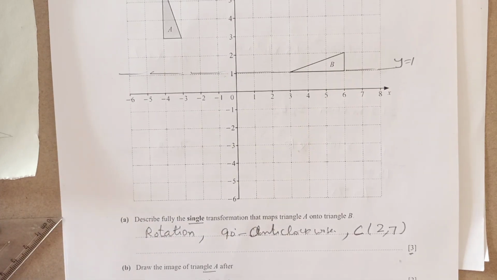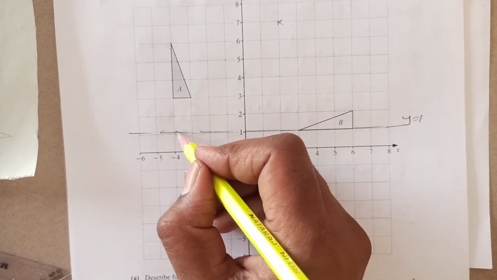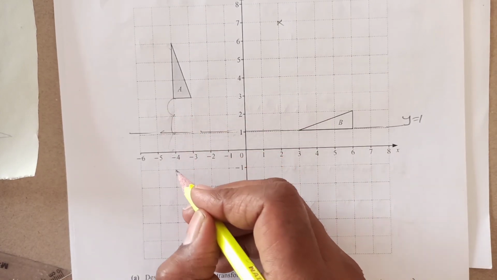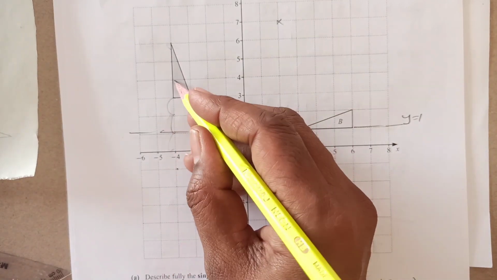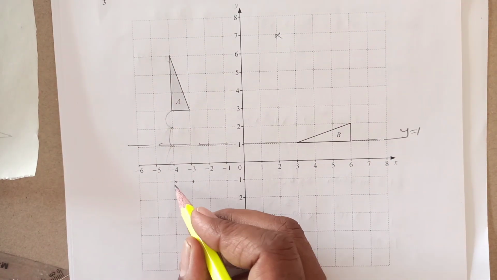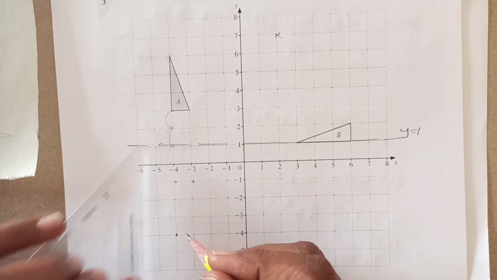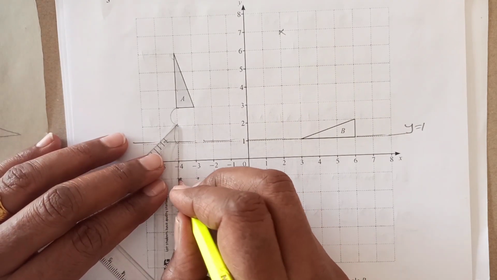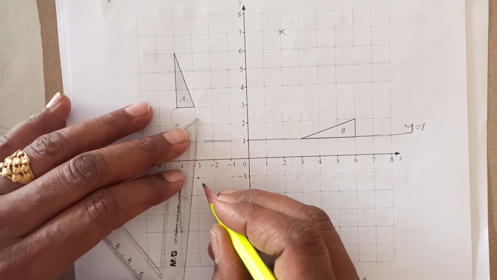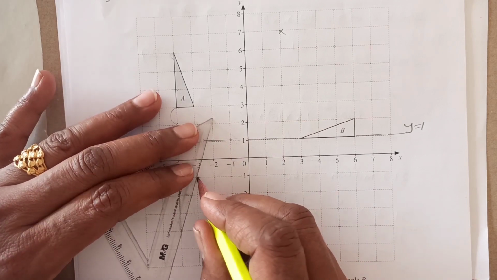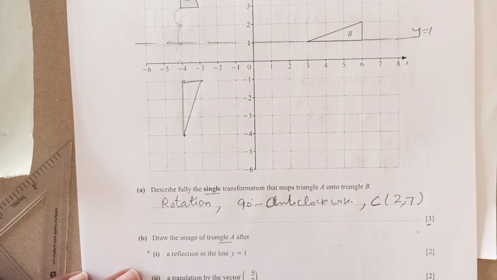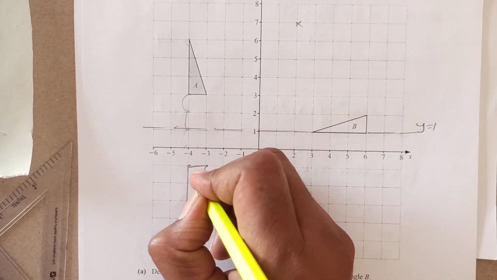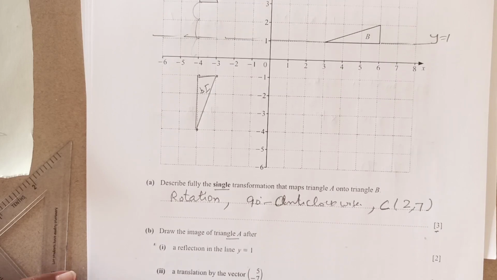We are drawing the image of triangle A. So see, 1, 2 squares up, so 1, 2 squares down. Similarly this one here, and then we have here 1, 2, 3 squares. We can just count it. So this will come over here. So just join this one. So this is B1, right? Part B1. Okay.